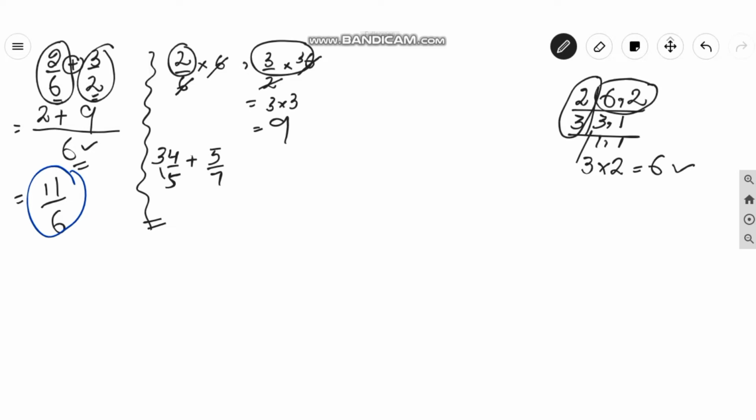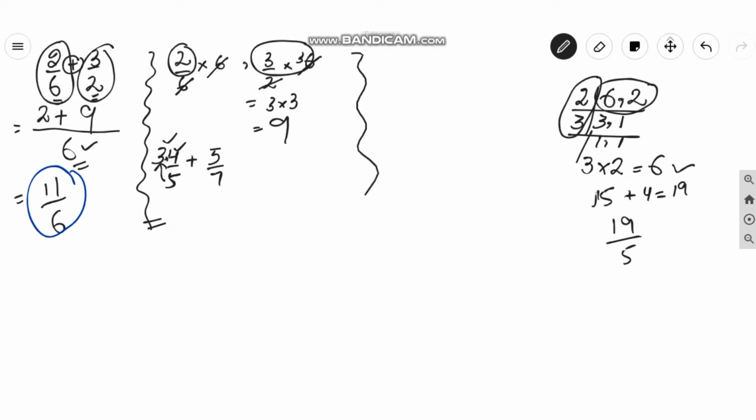First, let's simplify our first fraction, that is 3 4 by 5. First you have to multiply 5 with 3. 5 with 3 will give you the answer 15. Now add this number, the number is 4. Add this number, it becomes 19. So your first fraction will become 19 by 5.